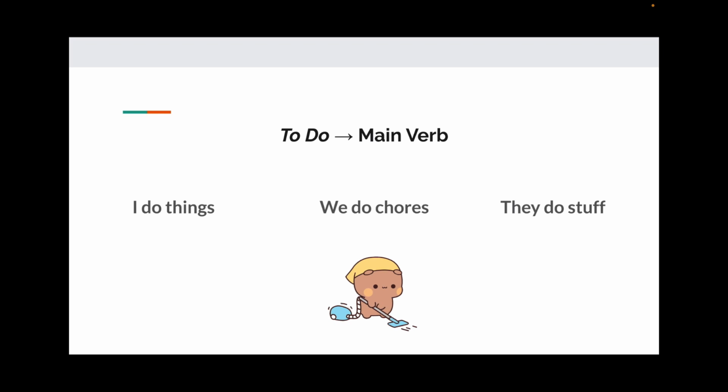Things and stuff mean any activity you can think of, such as doing chores or doing your homework, running errands, or even spending time with family. However, chores specifically means work at home, such as vacuuming.